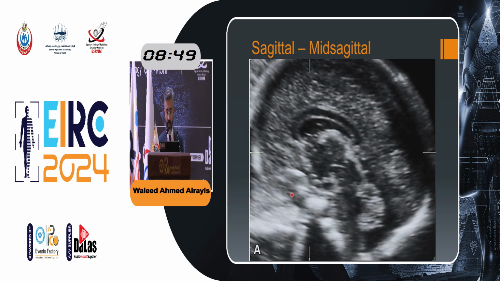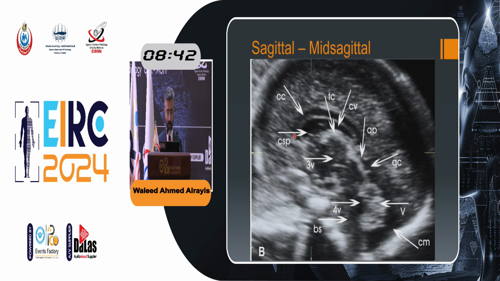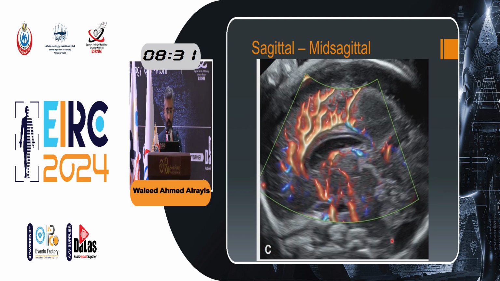This is the sagittal or mid-sagittal plane. In the midline, we can assess many structures here. As we can see, we have the corpus callosum, the choroid plexus, the vermis, the quadrigeminal cistern, the fourth ventricle, and the cisterna magna. Actually, we can use Doppler study to assess the vascularity of the brain, especially the pericallosal artery and its distribution.